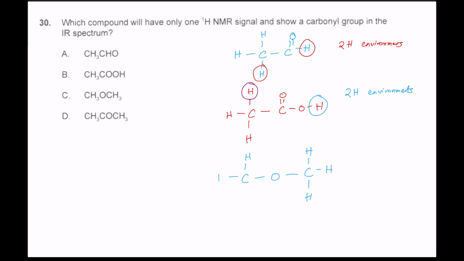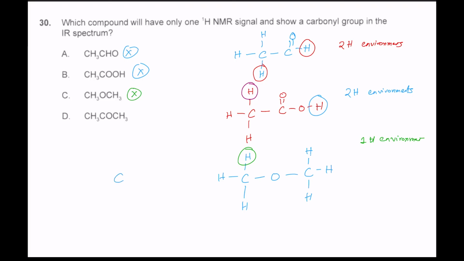Now here, you will only have one hydrogen environment. Okay, so all the hydrogens here will be in the same environment because it's a symmetric structure, right? But there is a problem. What's the problem? The problem is that it should contain a carbonyl group. A carbonyl group is a C double bond O, right? But there's only a C single bond O here. So again, I have to reject this.